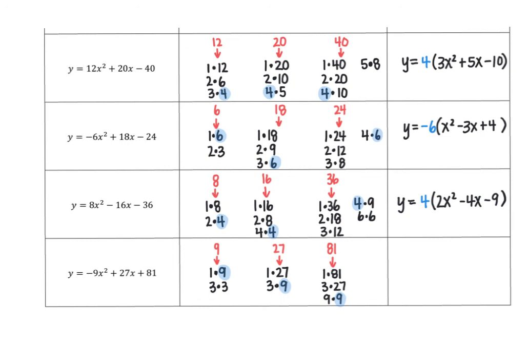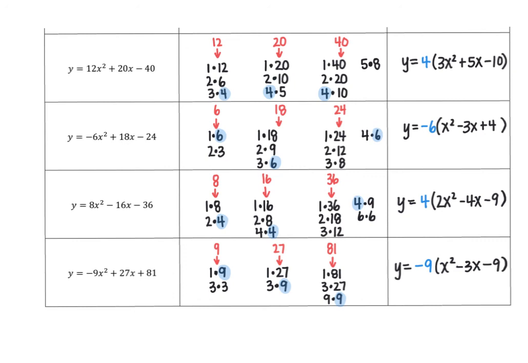Again, in the original expression, the x squared term has a negative coefficient, so we will factor out a negative number. In this case, it'll be negative 9. Left inside the brackets will be x squared minus 3x minus 9.